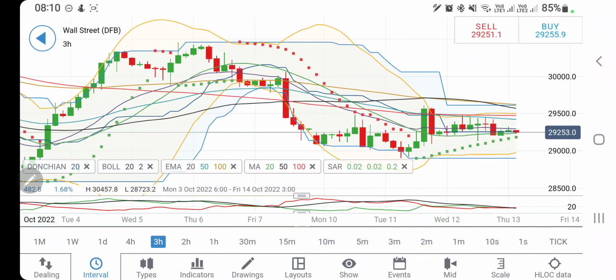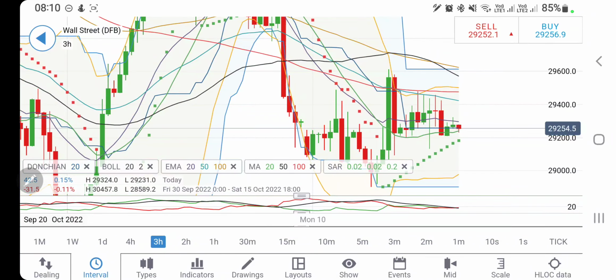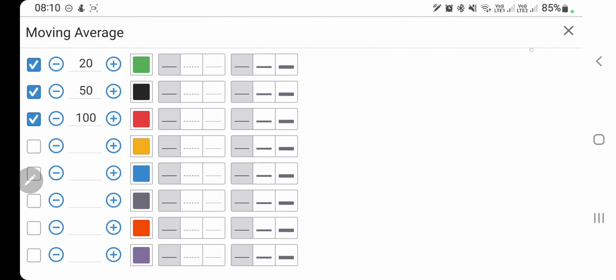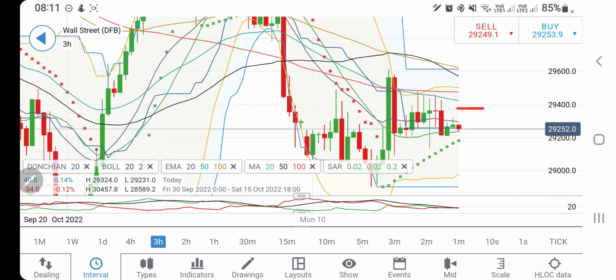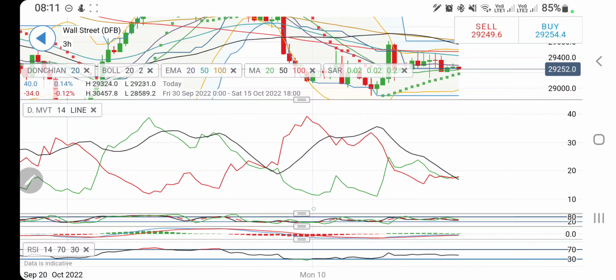RSI looking downwards, and if you look at the 3-hour charts, a red candle retracement, then again trying to take a dip here. Yes, you can sell there at 29,200. Below that, certainly more bearishness can be seen. Above 29,300, certainly the next target is 29,400, and beyond that, if it breaks 29,400 this time, consider this for another round of bullish move. 29,500, 650, 700 can be seen.